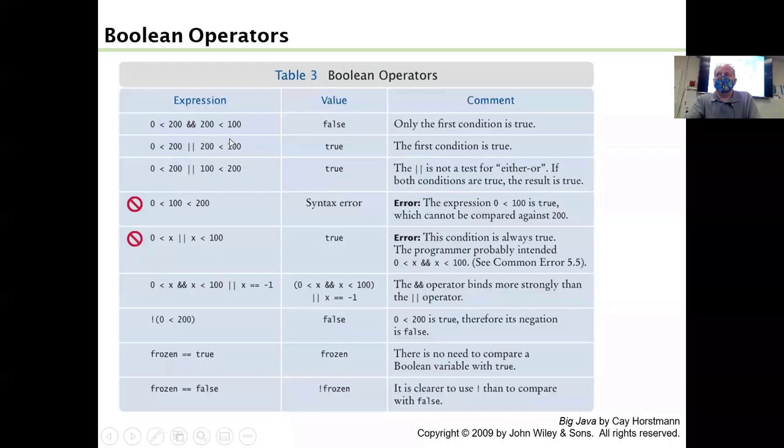Here's another one. 0 is less than 200 or 200 is less than 100. Well, again, 200 is not less than 100, but 0 is less than 200. And we said or, so only one of these has to be true for the entire thing to be true. So you get true back since the first condition is true.